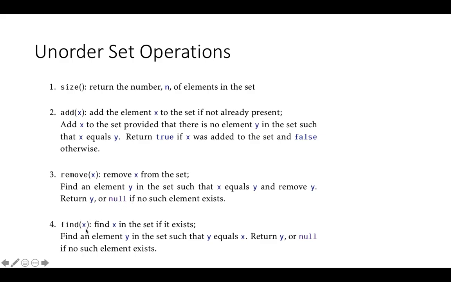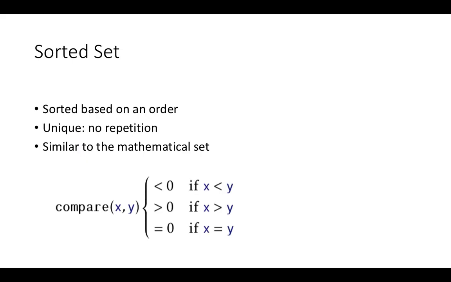Find x will return the element that contains x. Find an element y in the set such that y equals x. If x does not exist in the set, we will return just null. So this was the unordered set.